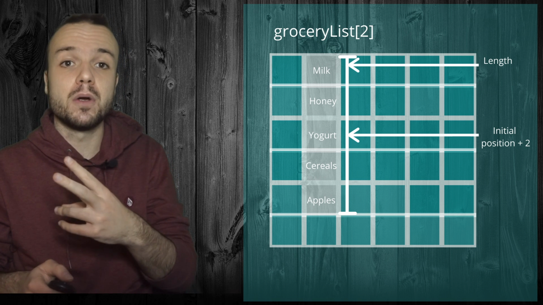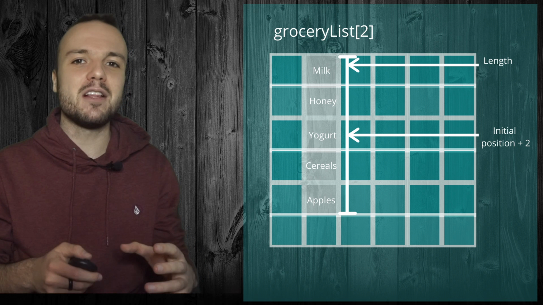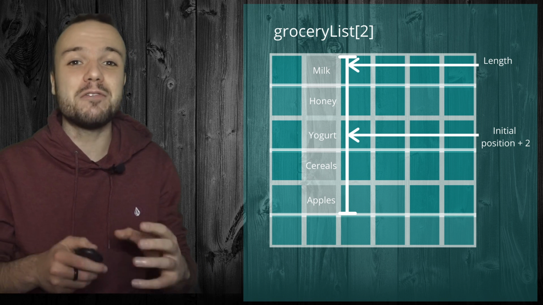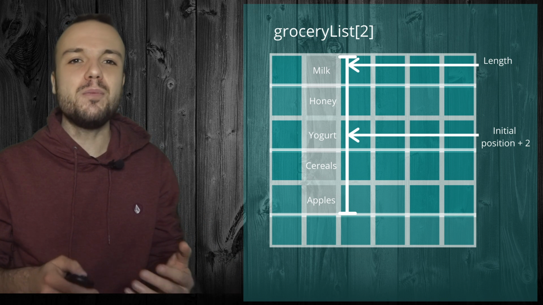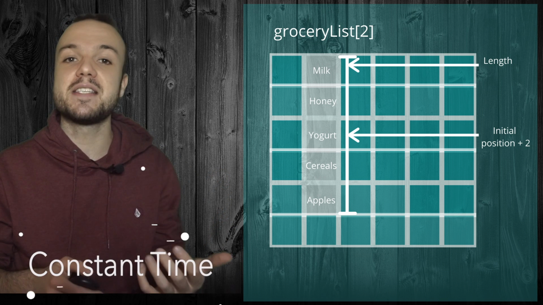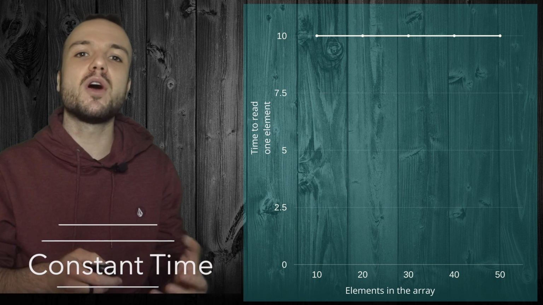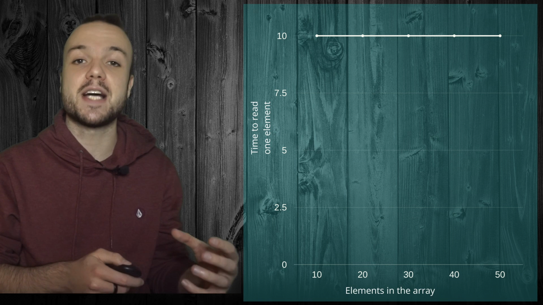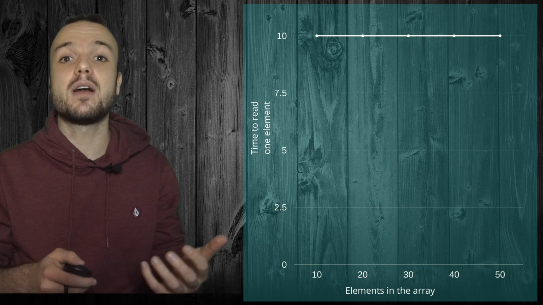Because of the proximity of the elements, arrays are a great data structure for reading data, due to how fast the elements can be found. In computer science, this is defined as constant time. If this is new to you, do not worry. It simply means that the speed to read an element from the array is constant, no matter how many elements there are in the array.